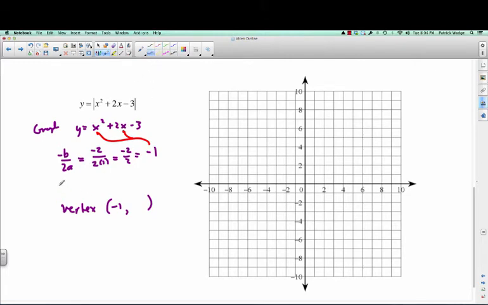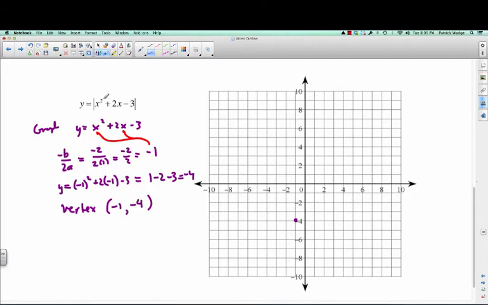So why don't I do that right here? y equals negative 1 squared plus 2 times negative 1, take away 3. Negative 1 squared is 1. 2 times negative 1 is negative 2, take away another 3. 1 take away 2 is negative 1, take away another 3 is negative 4. Okay, the vertex is at negative 1, negative 4. So, negative 1, negative 4, right there.